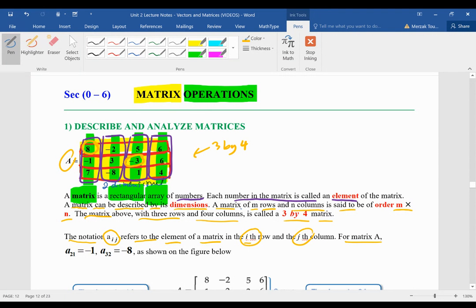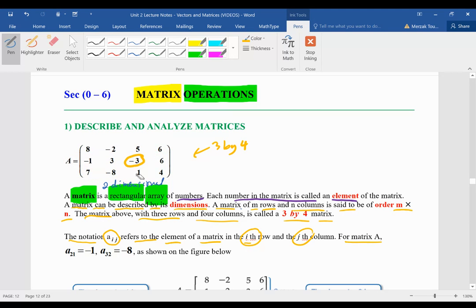For matrix A, if we want to know what the element A21 is, it means the element in the second row, first column, because 2 stands for the second row and 1 stands for the first column. So this is the first row, this is the second row. Which one is the first column? This is the first column. So the intersection will be this one.